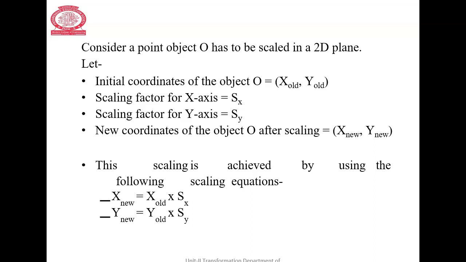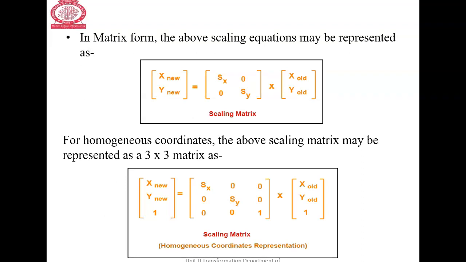But how to get this x new and y new? Here, instead of performing addition, which we used to perform in translation, we can perform multiplication, where you can get x new by multiplying x old with Sx, whereas you can get y new by multiplying y old with Sy. In the matrix form, you can write it like this: x new, y new, a matrix with one column and two rows, equals the scaling matrix, where you use the scaling factors of x and y, multiplied with the old coordinates, that is x old and y old.